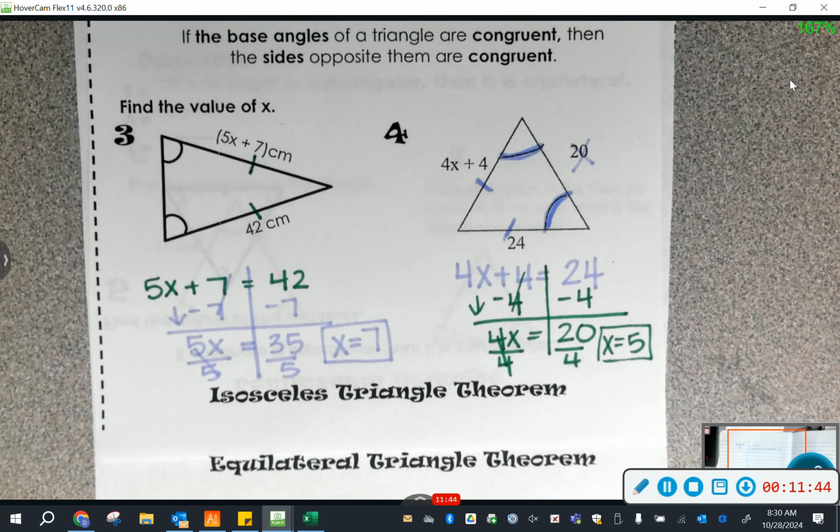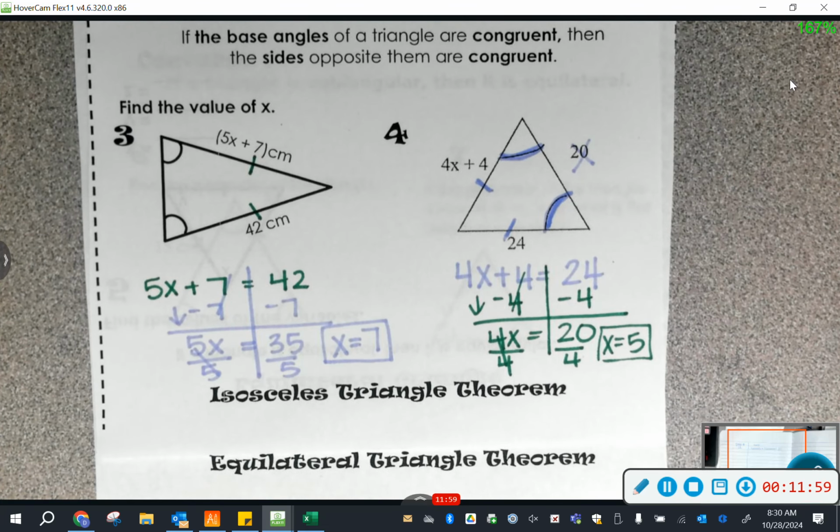Okay, if you can please, you have a paper in front of you. I am going to give you 6 minutes. I want you to do as much of the front as you can. If you don't know it, skip it or ask for help. You're doing as much of the front as you can. Go, 6 minutes.